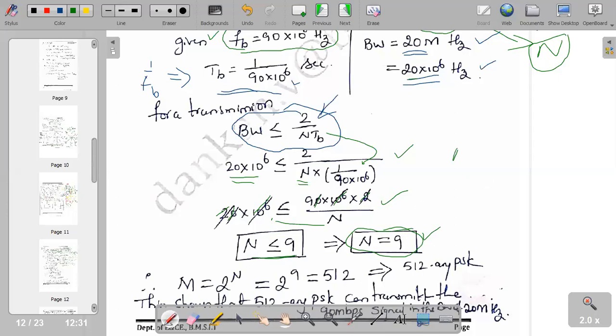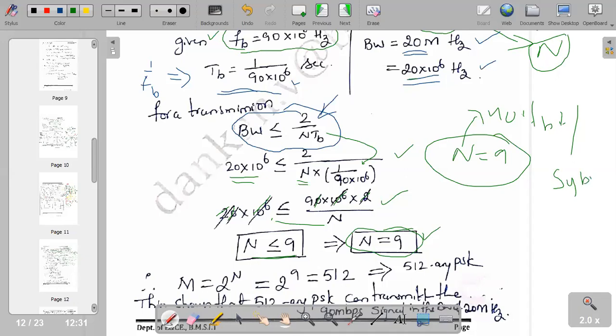N is equal to 9, what does that mean? N is the number of bits used to transmit per symbol. Per symbol we are transmitting 9 bits. Then what is the m value? You can write here, m is equal to 2 power n, that is, the number of symbols is equal to 2 power the number of bits. So it is equal to 2 power 9.